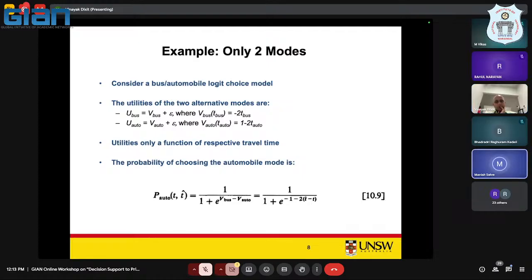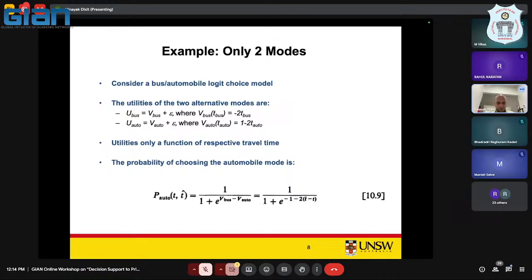Sir, I am not wrong. Auto requires less travel time compared to bus. Usually it does, but what I'm saying is, let's say that the travel time on the car and the bus is equal. Just because there is congestion, the travel time on the bus and the car are the same. So what would happen here? This term would be 0. So this becomes 1 by 1 plus E raised to power minus 1.